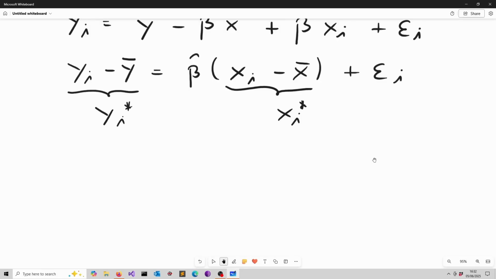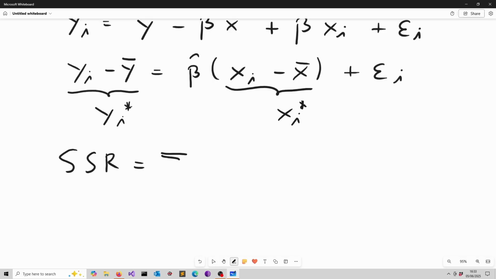Welcome back. Now let's look at this problem and derive the beta hat. So from this equation here, we obtain now the sum of squared residuals just as before, but now we work with the adjusted variables where we deduct their mean, which means there is no need for the constant term anymore. So it simplifies our problem.